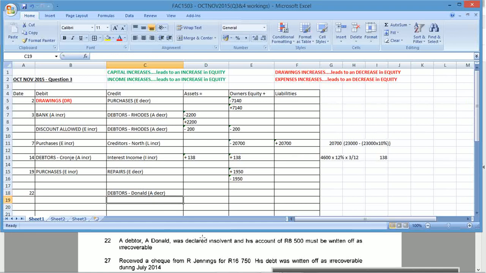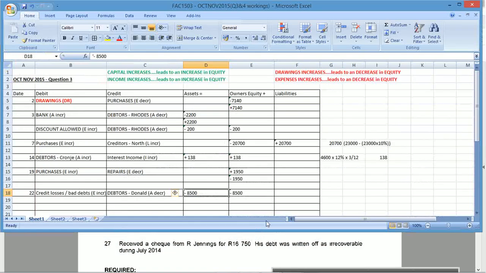And why am I debiting or crediting their account? It's because I'm debiting the credit losses or bad debts. Bad debts, credit losses is an expense that's increasing. Expenses increase, owner's equity decreases. So I'm going to have an amount here of 8.5. Debtors decrease, 8.5, and there's another transaction recorded. Happy with that? Okay. All right, the last one was 27.